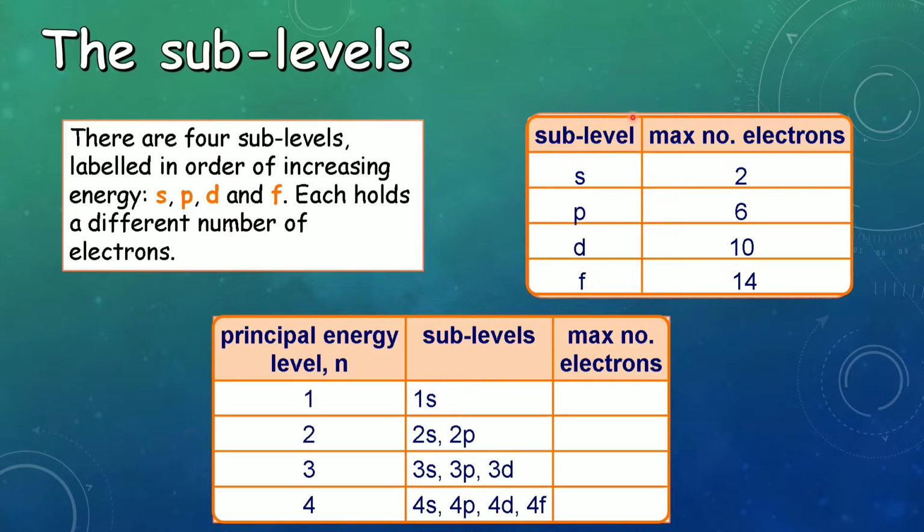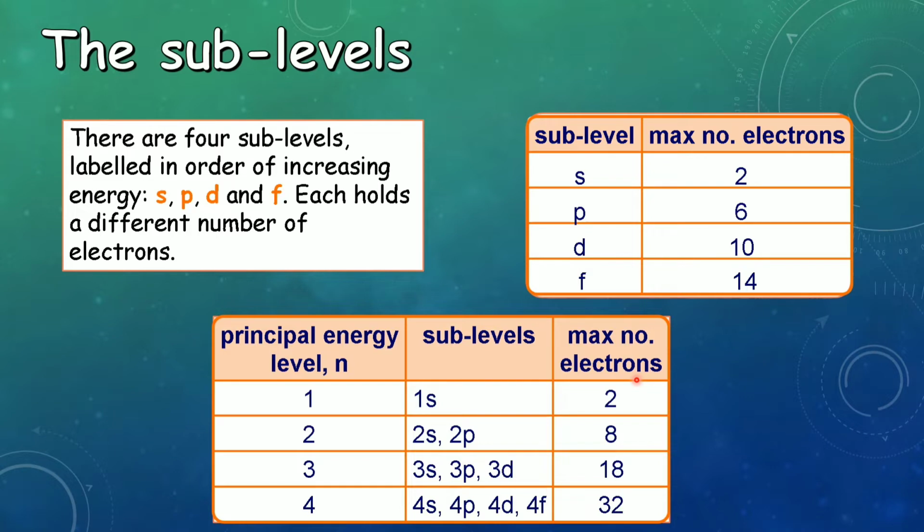Now, what will be the maximum number of electrons for each principal energy level? Let's go back to principal energy level number 1. Principal energy level number 1 has the sub-level S. If we look back at our chart above, the S level has a maximum of 2 electrons. So if the sub-level of principal energy level number 1 is only S, what is the maximum number of electrons? Please type your answer in the comment section. Okay, very good. The answer is 2.